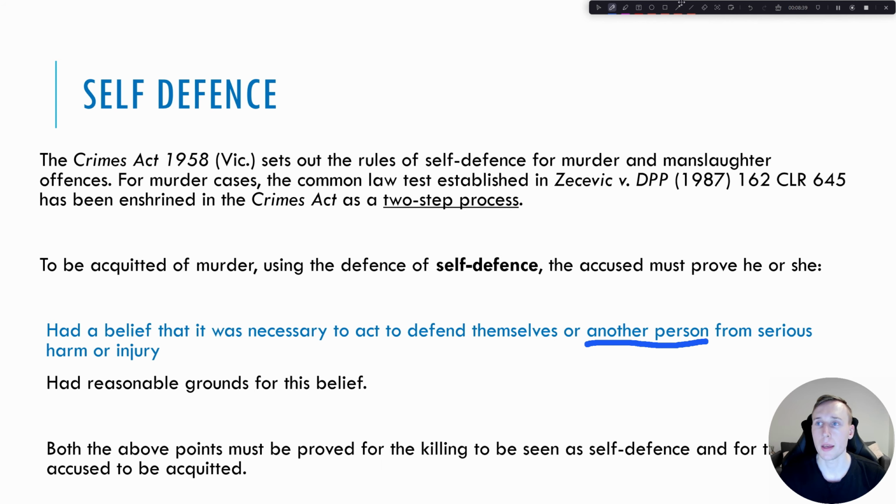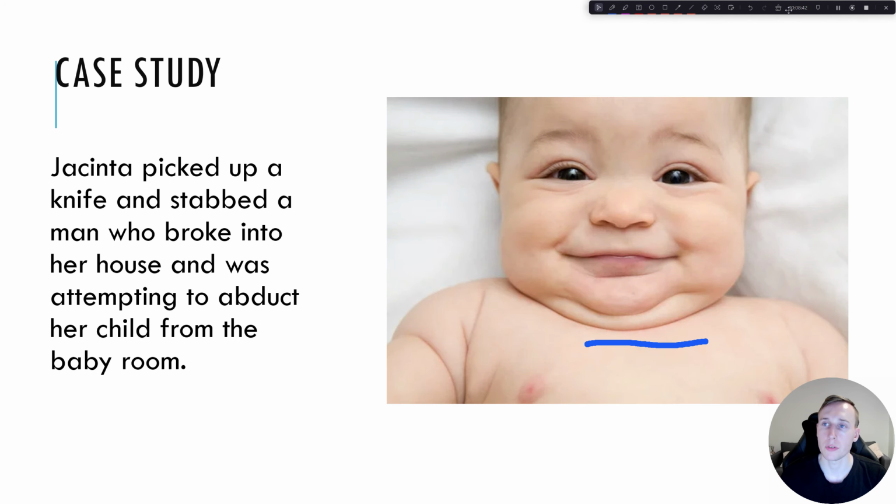And then I've got a case study example to explain to you. Jacinta picked up a knife and stabbed a man who broke into her house and was attempting to abduct her child from the baby room. So maybe this situation escalated very aggressively. The person's in the house. They didn't have any other option. They maybe felt like their baby's life was at threat. As a result, she's done self-defense to save the baby's life.